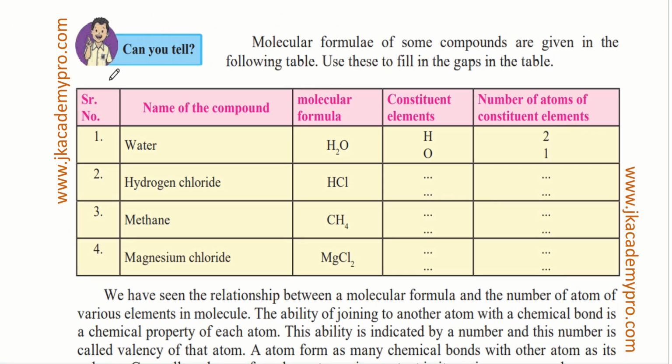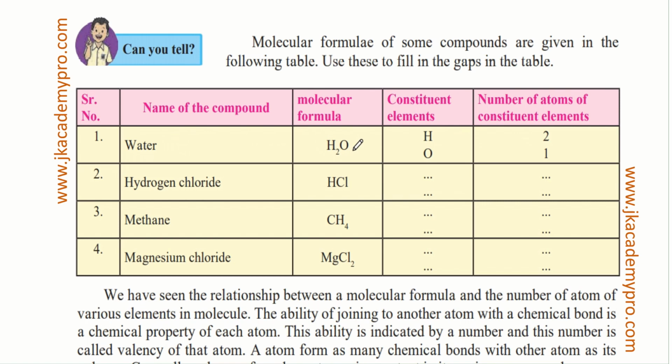So let us continue with this chapter. Can you tell? Molecular formulae of some compounds are given in the following table. Use these to fill in the gaps in the table. So let us do this table together. The first one is already solved for us. It says here the name of the compound is water and it has a molecular formula of H2O.